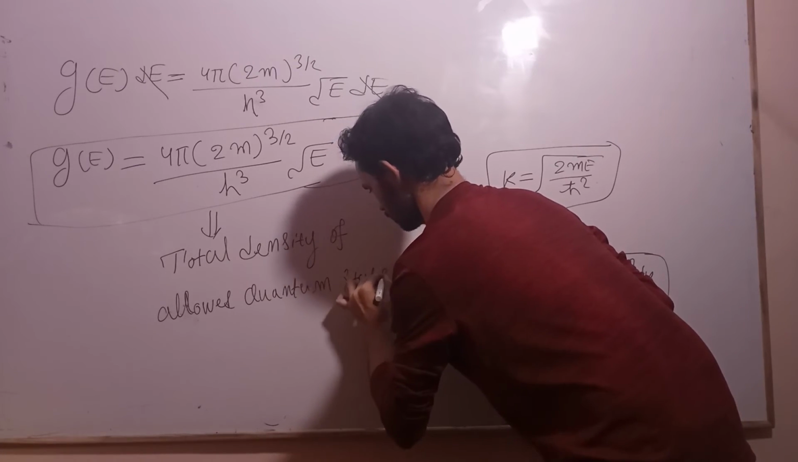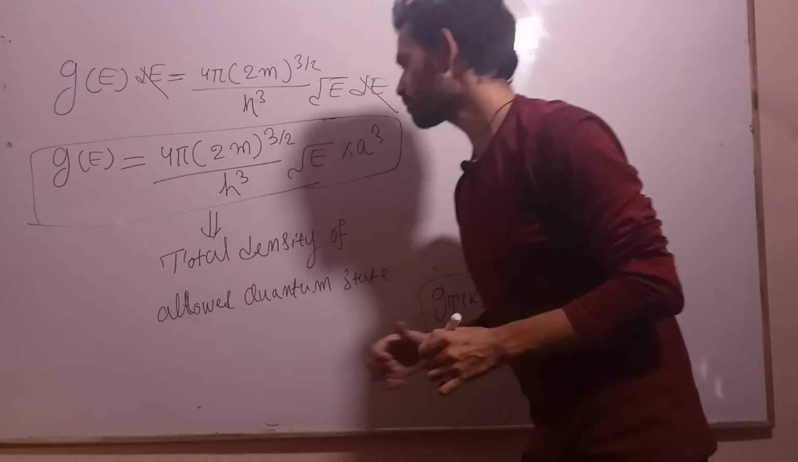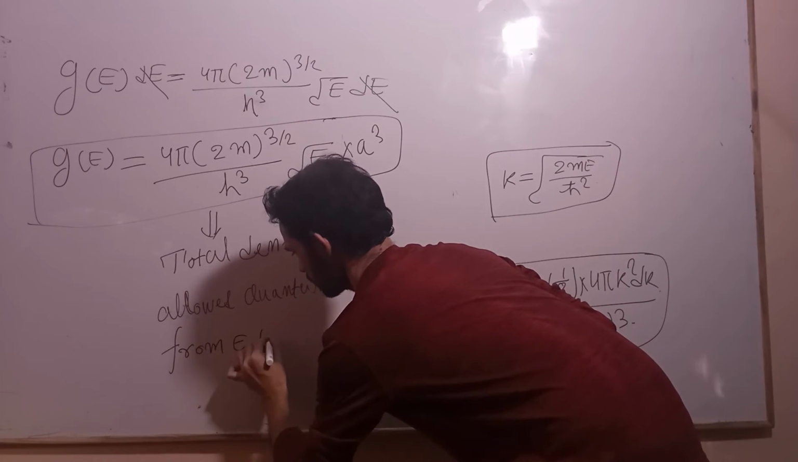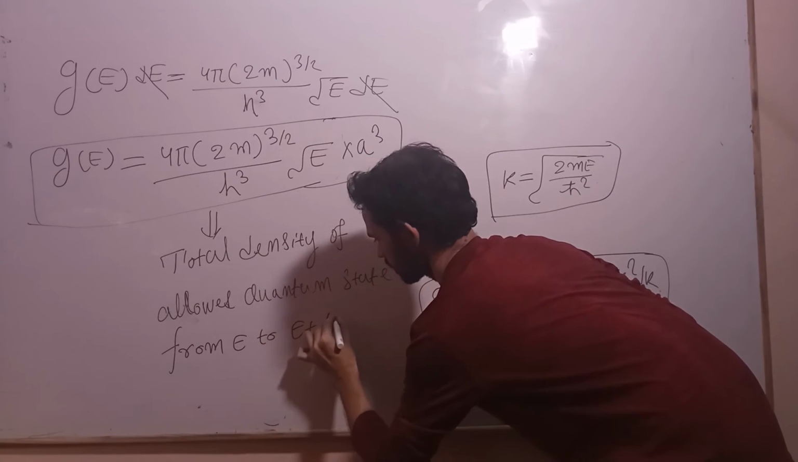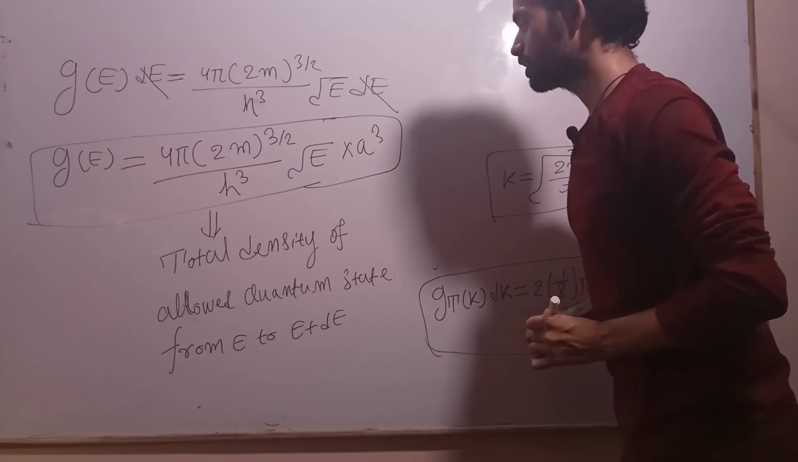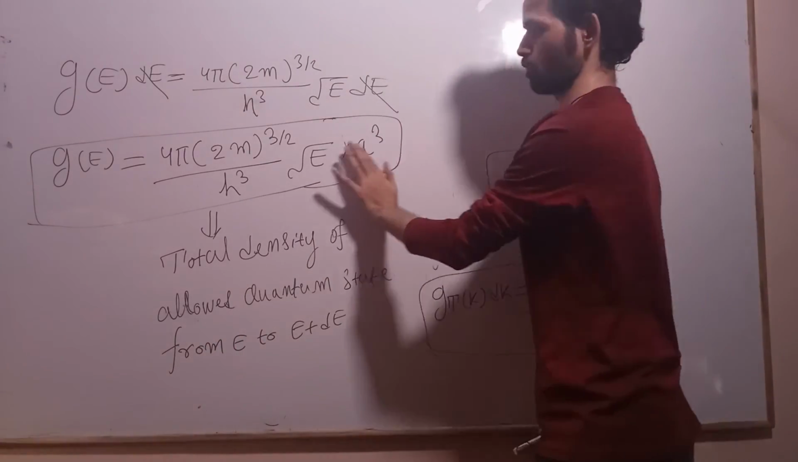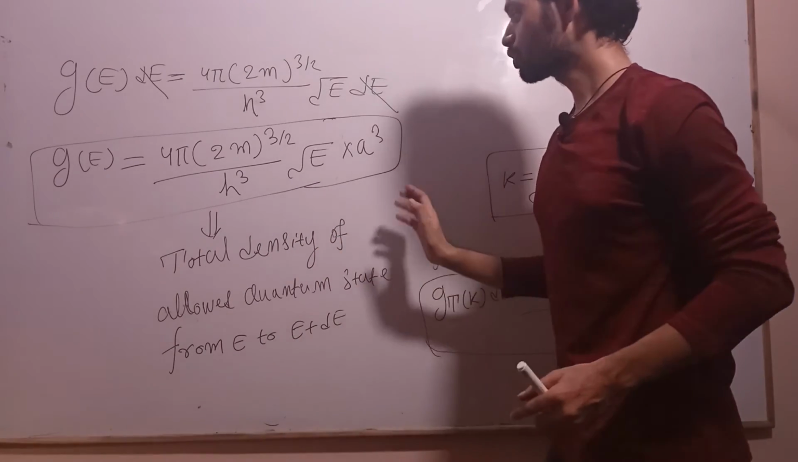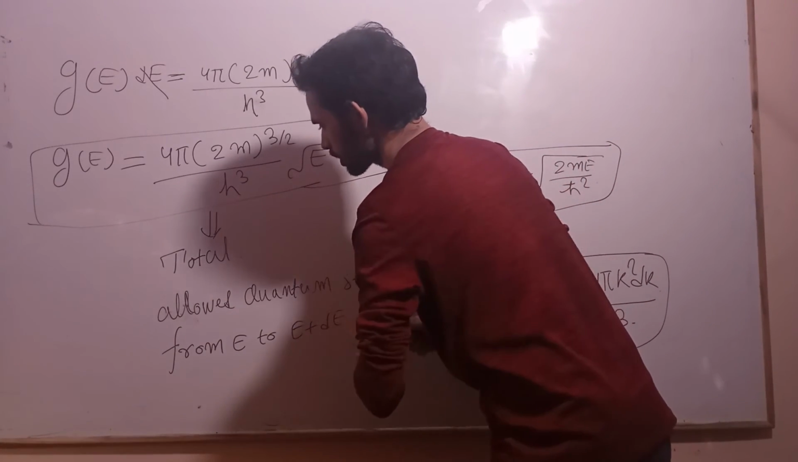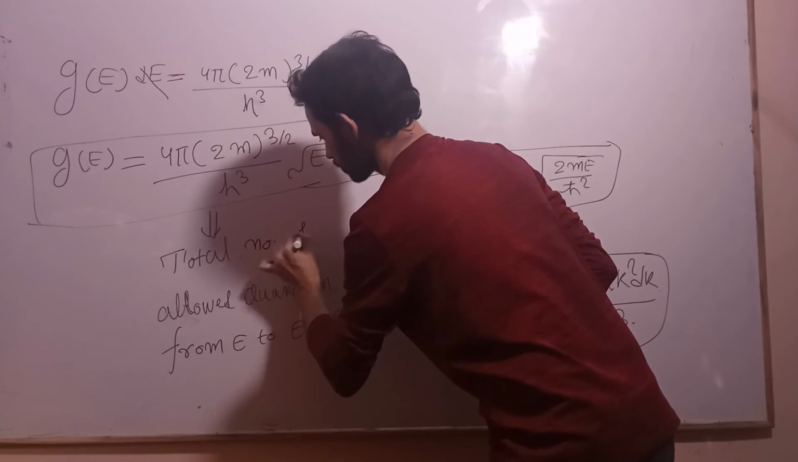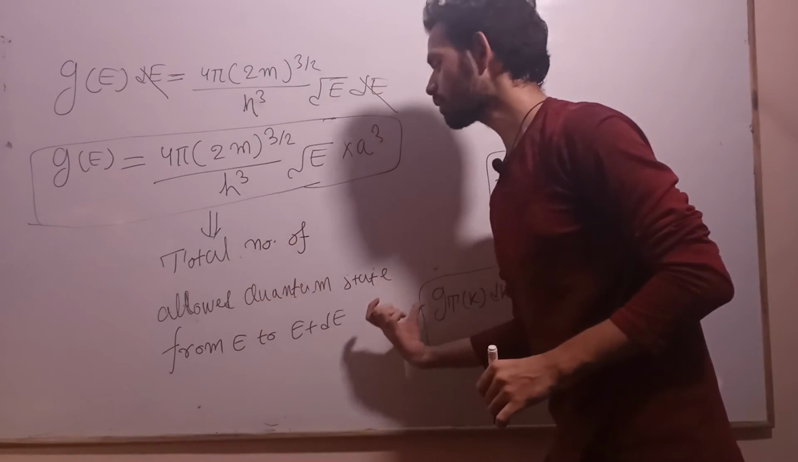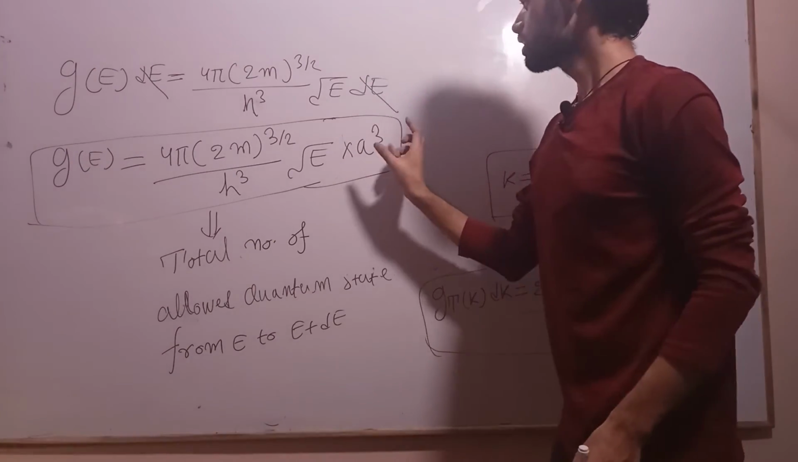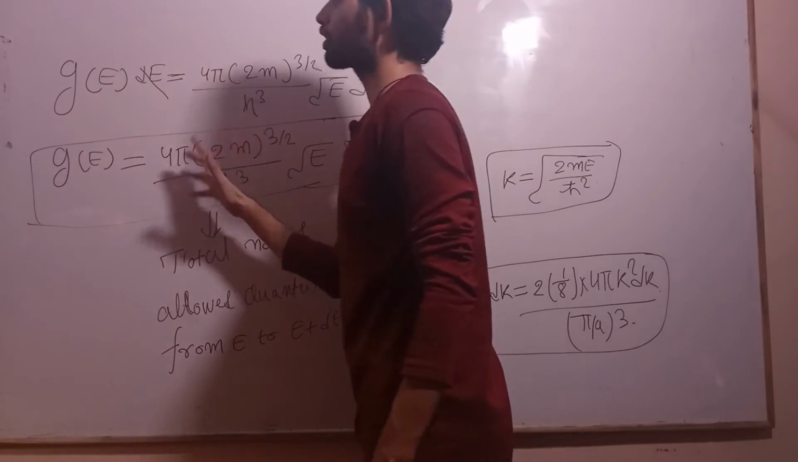Allowed quantum state. Total density of allowed quantum state from E to E plus dE, in a crystal space of volume AQ. So this is my total number of allowed quantum states from E to E plus dE. Now AQ is the volume of the crystal.